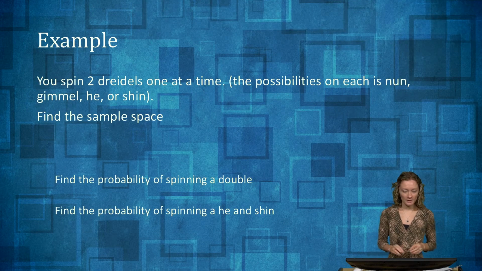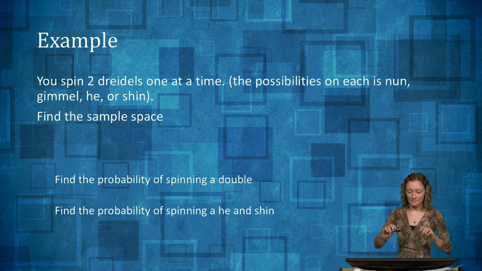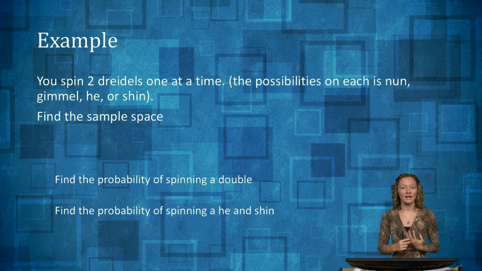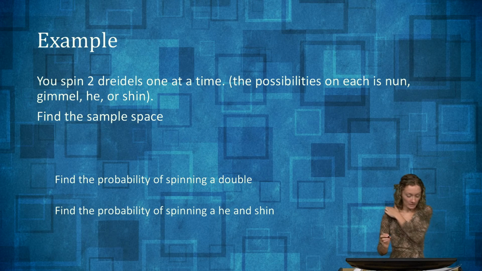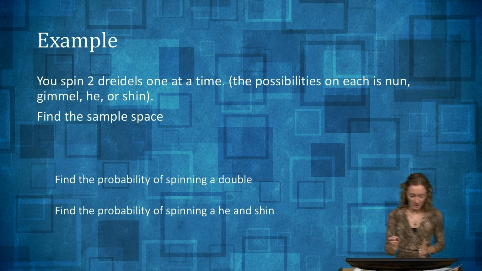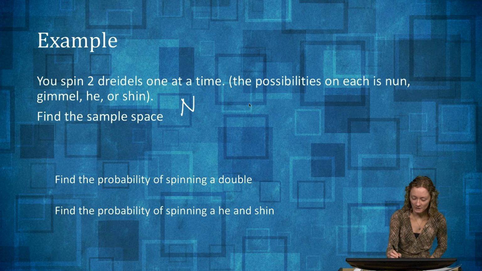All right, another example. Let's say we spin 2 dreidels, one at a time. Possibilities of each: nun, gimel, hey, and shin. We remember those from the previous video. Find the sample space. The sample space is the formal list of the options. So our first, I'm going to do a tree diagram first. You don't have to do it this way.